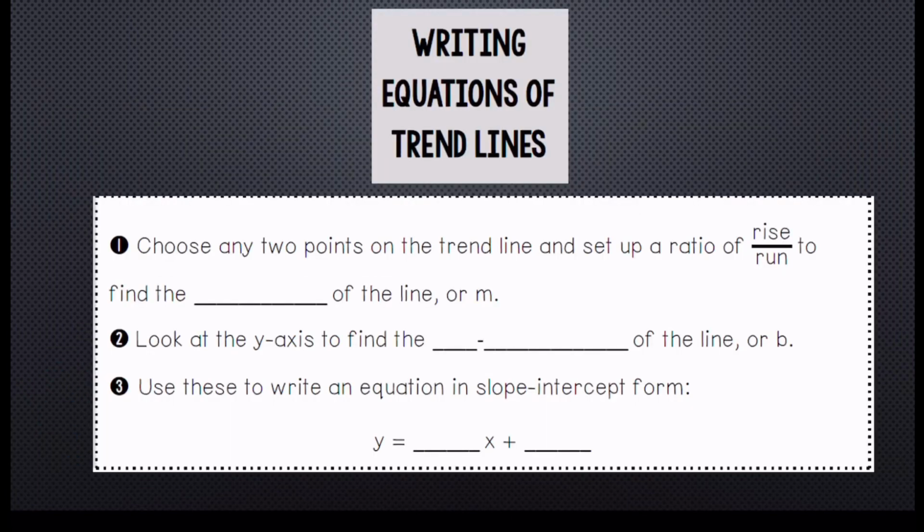So you are able to write equations of trend lines. Here's how we do that. We can choose any 2 points on the line and set up a ratio to find their slope. Then we look at the y-axis to find the y-intercept, or our beginning point. And then we're going to write an equation in slope-intercept form, y equals mx plus b. So that's where our previous chapter comes into play here. And it's important to have these equations of trend lines because it's these equations that allow us to make more accurate predictions.